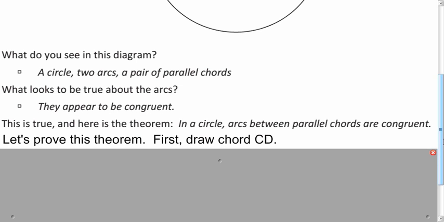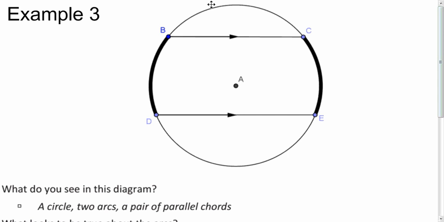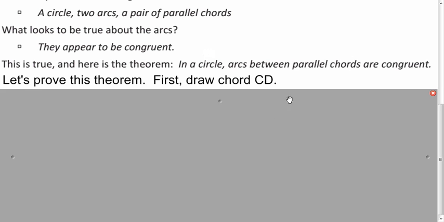So to do that, we're going to draw in chord CD. And let's see if we can reason through this here. So what do we have now that we drew CD? Well, we have inscribed angles. And we also have a special pair of angles because these are parallel chords. These are alternate interior, so they're congruent. And so since these inscribed angles are congruent, they have the same measure, and that must mean that the measures of the corresponding intercepted arcs are the same as well. So that's the outline of the proof. Here it is a little bit more fleshed out.